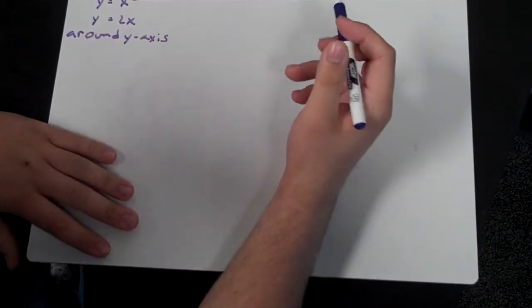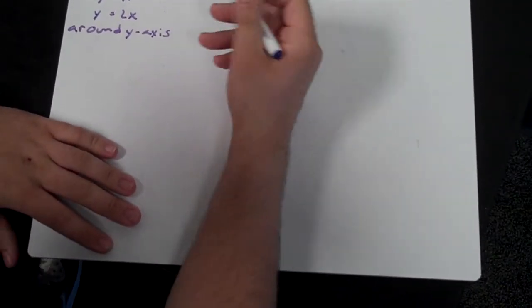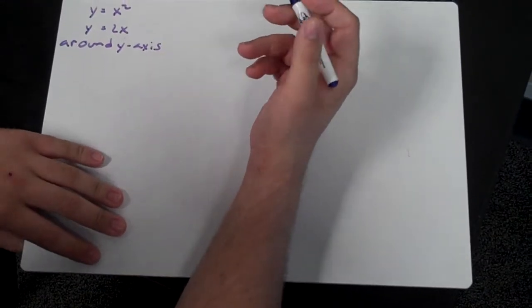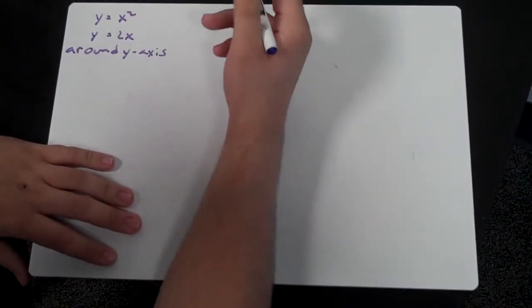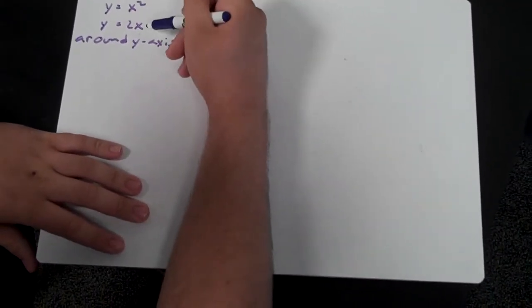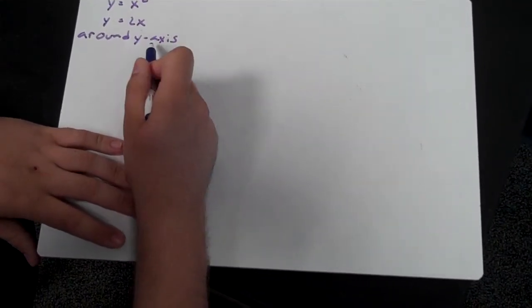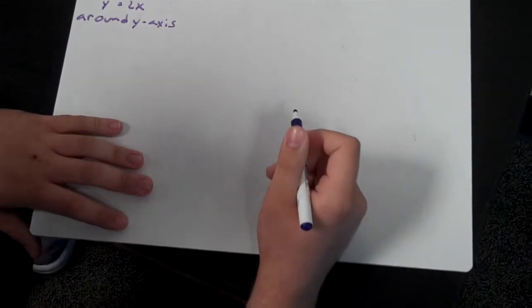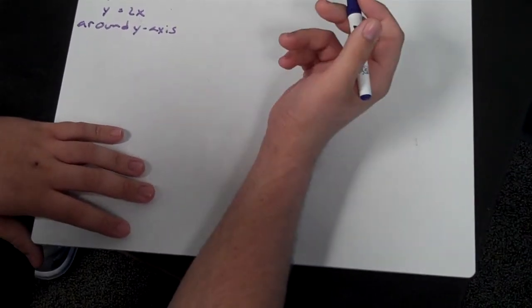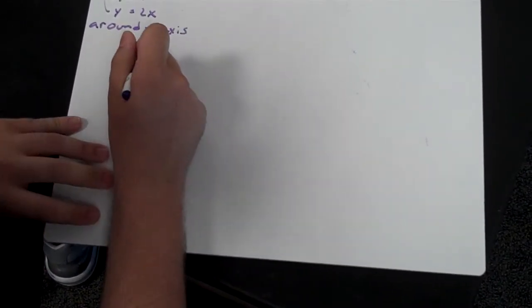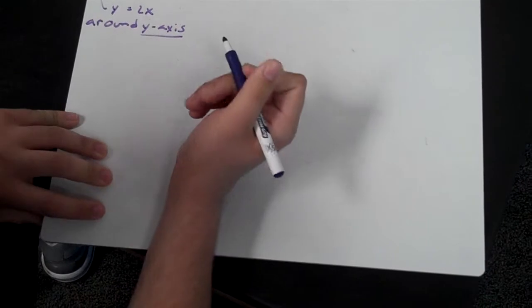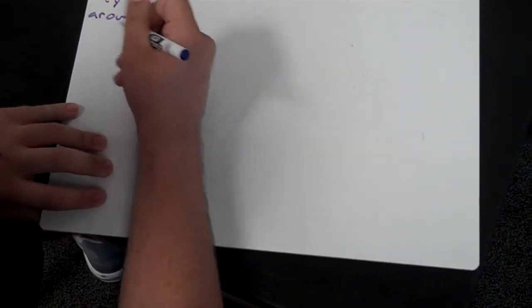Alright, hey guys. First thing we're going to do today is I'm going to teach you how to find the volume of a solid bound by these two functions around the y-axis. So, first we need to identify our equations, or our functions, which would be these two, and we're going to take it around the y-axis. So, we need to sketch out approximately what that's going to look like.